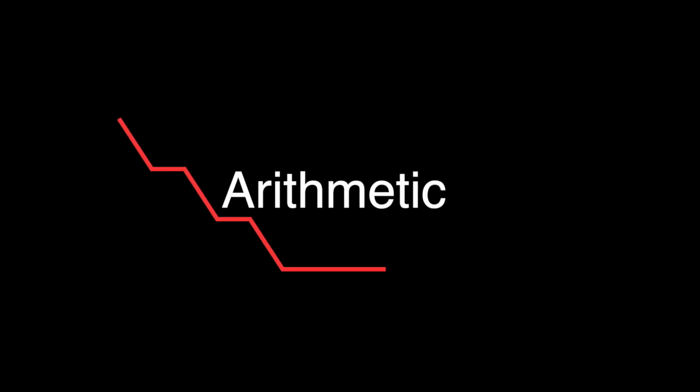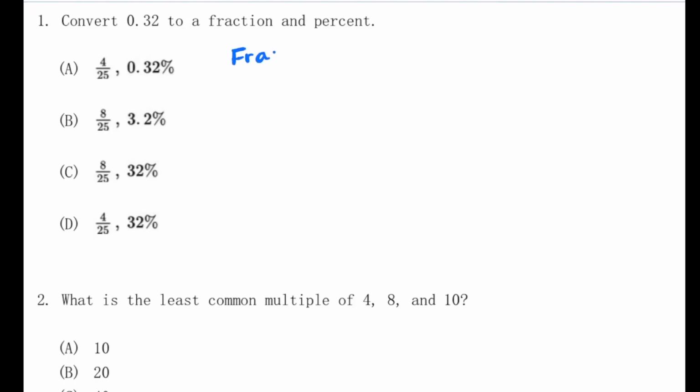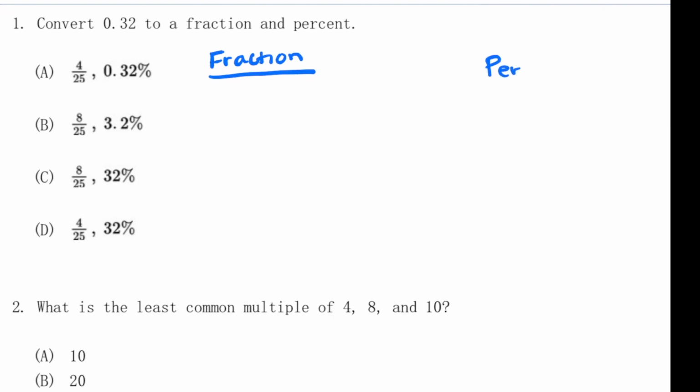So let's take a look at arithmetic. We want to convert 0.32 to a fraction and a percentage. There are two parts to this question. First, let's start with percentage. To find a percentage, we are going to take our number 0.32 and put it over 1 because that's what it is. Anything over 1 is itself.